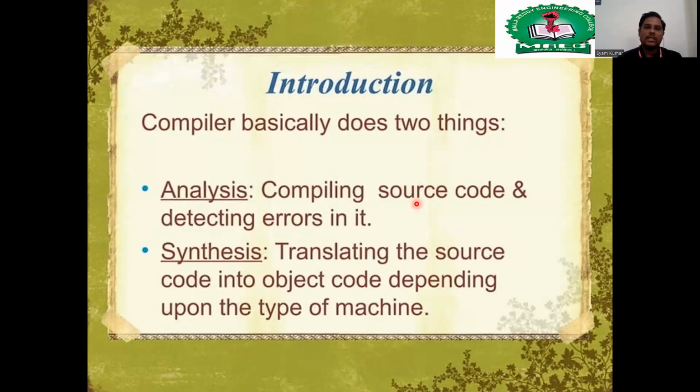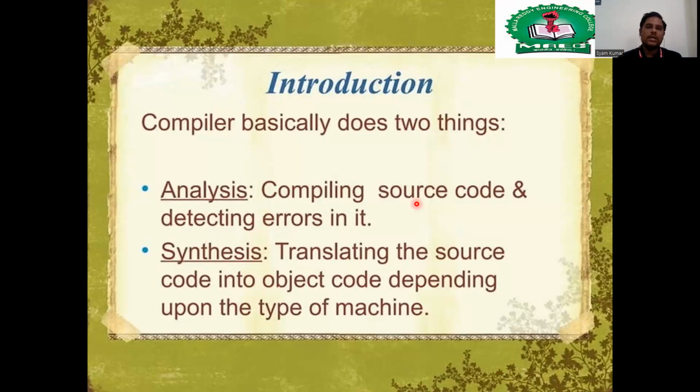After that, the synthesis part translates the source code into object code. Whatever input without errors is given to the synthesis part is translated into object code depending upon the type of machine. Every computer may use a different machine: some computers use one type of machine, and other computers use another type. So the translation depends on the machine.